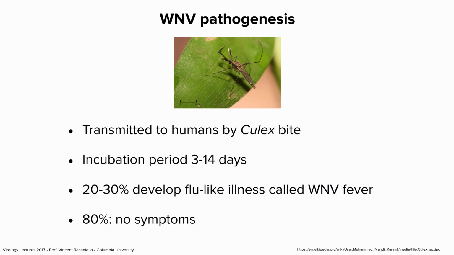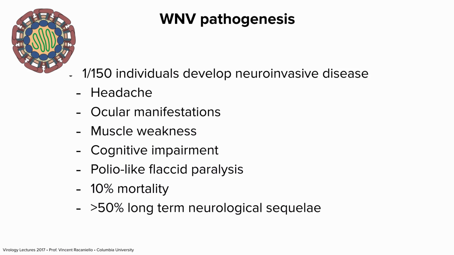So it's transmitted by culicine mosquitoes, with a 3 to 14 day incubation period, and about 20 to 30% of people develop a flu-like illness that we call West Nile fever, not a serious disease. The rest have no symptoms whatsoever. But of these 20 to 30% that are infected, a number of individuals, 1 in 150, develop neuroinvasive disease. And this is why we worry about West Nile virus.